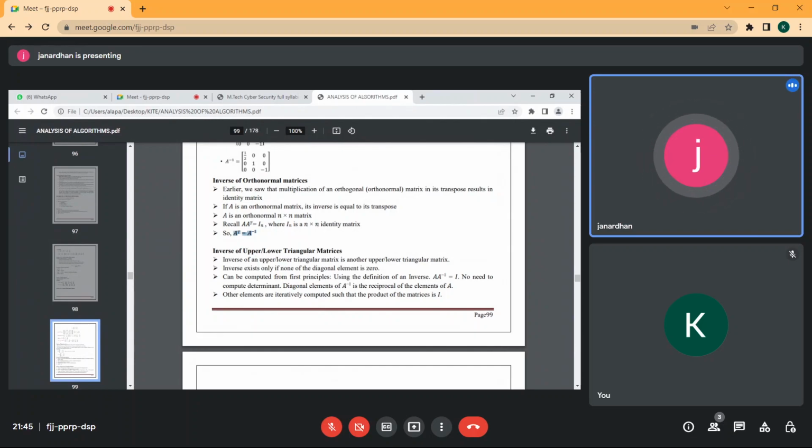Okay, inverse of orthonormal matrices. A into A transpose equal to I.